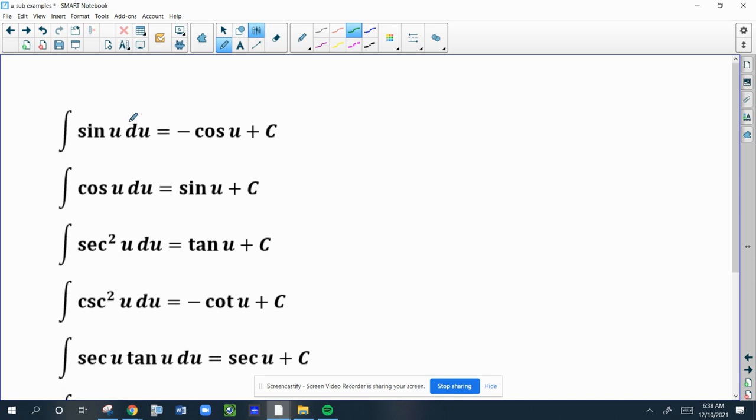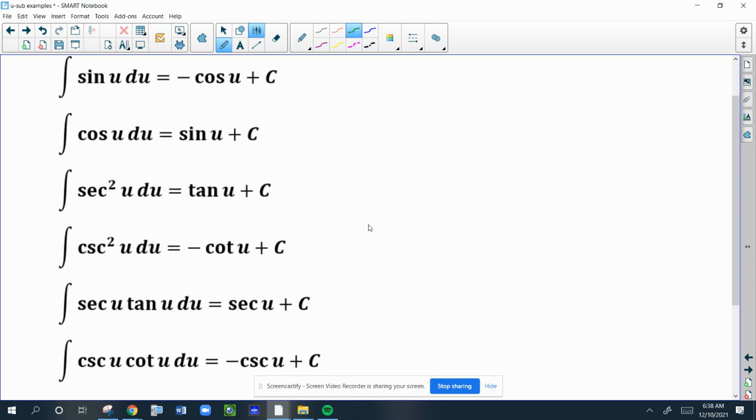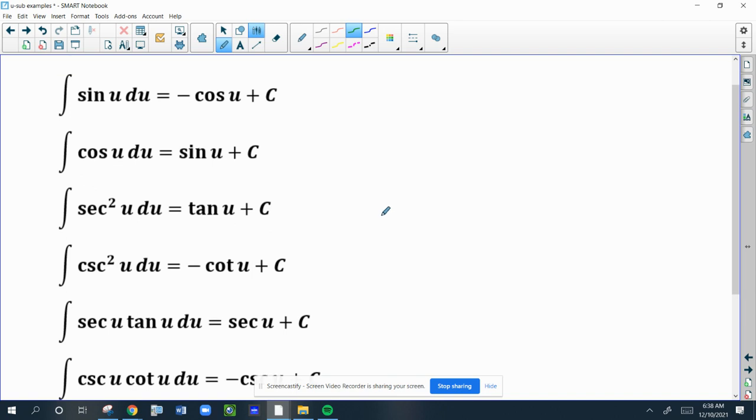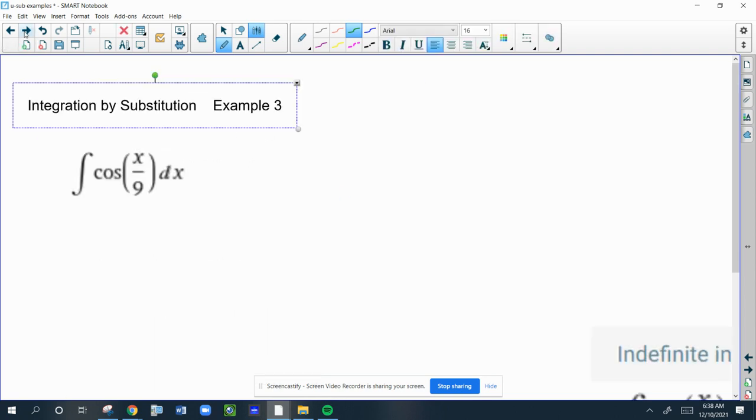Well, now we can make that x a u. So nothing changes. These formulas that you know, the only thing that changes is the x is a u, for both the x and the dx. So there are no new formulas. We just may have to use u substitution to get a trig function that looks like one of these. So here's an example.